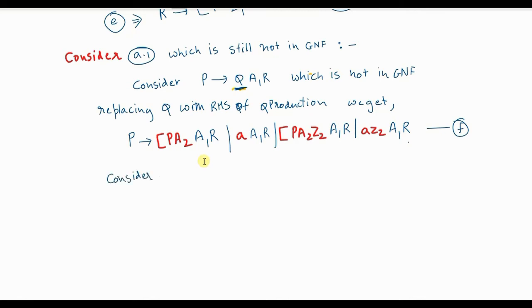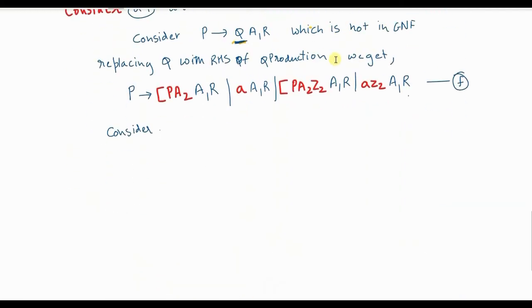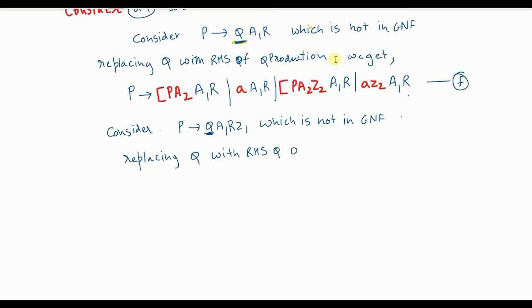Then consider. So we have solved. This term is now in GNF, but still there is another term which we have to convert. P gives QA1RZ1. P gives QA1RZ1, which is not in GNF. Here also I will replace the Q. So I say replacing Q with the right hand side of Q production.